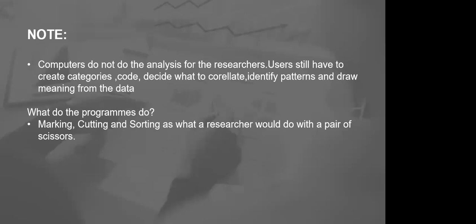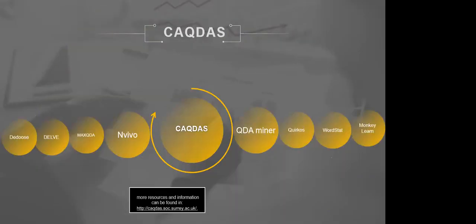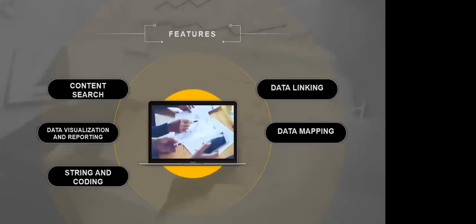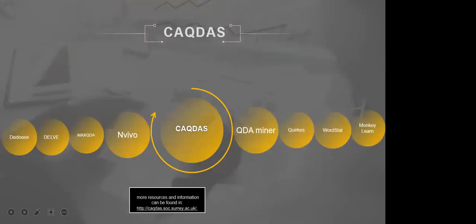So what do the programs do? They help you mark, they help you cut, and they help you sort, as you would do with a pair of scissors, okay? So these are the common features for all this qualitative, computer-assisted qualitative data analysis software, the CAQDAS.